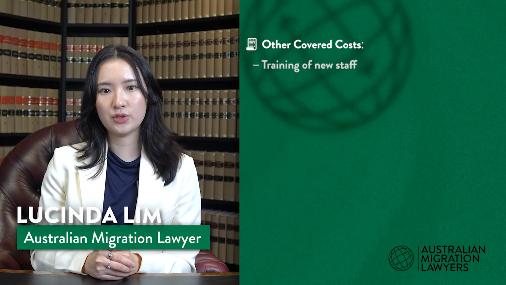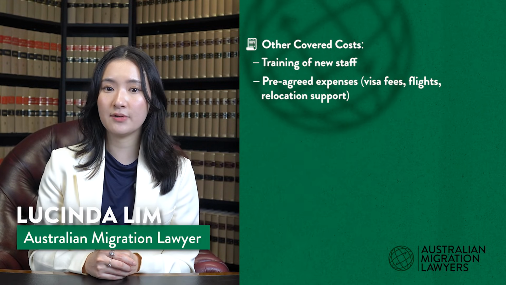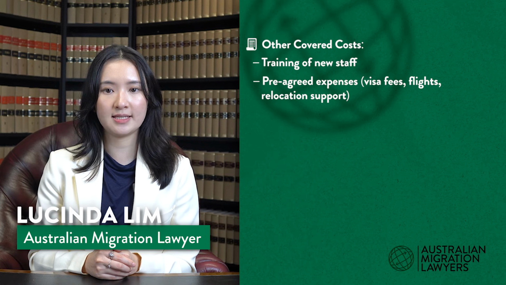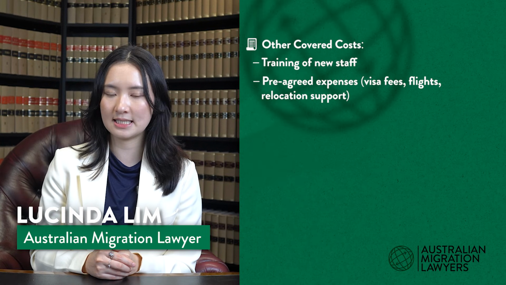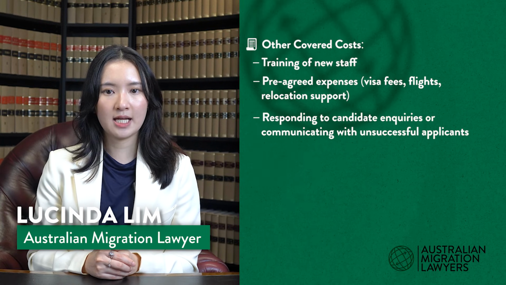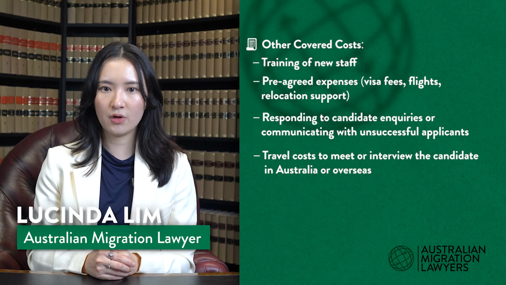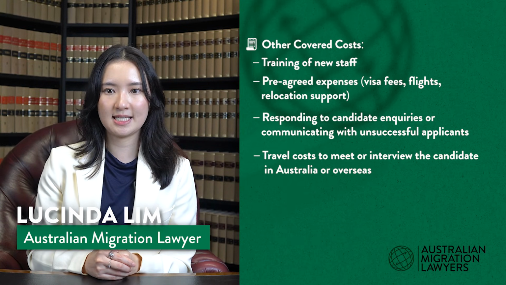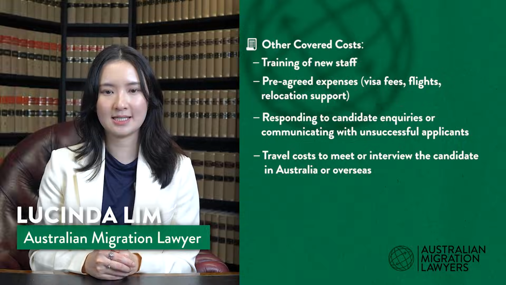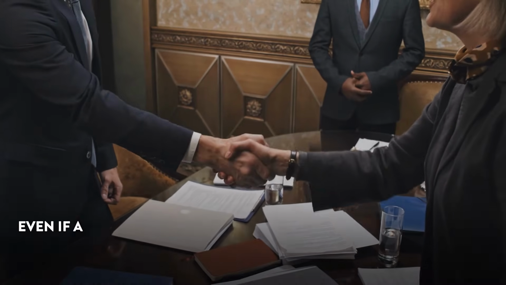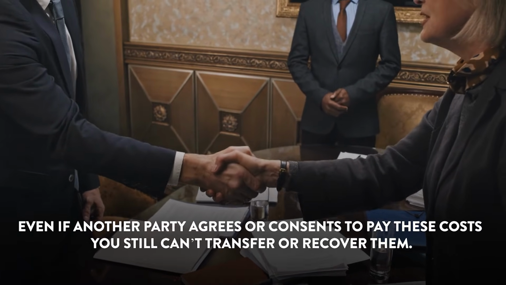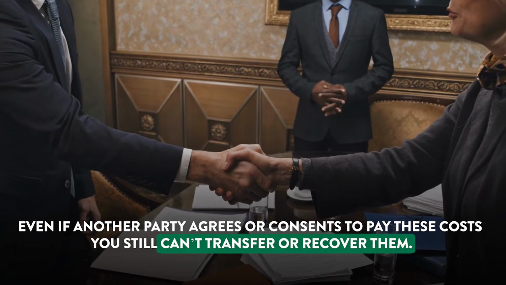Other costs include training of new staff, pre-agreed expenses like visa application fees, airfares to Australia, moving assistance, responding to candidate inquiries or communication with unsuccessful applicants, travel costs if you need to interview or meet with the candidate, whether in Australia or overseas. And here's the important part. Even if another party agrees or consents to pay these costs, you still cannot transfer or recover them. Regulation 2.87 applies regardless of any agreement made.